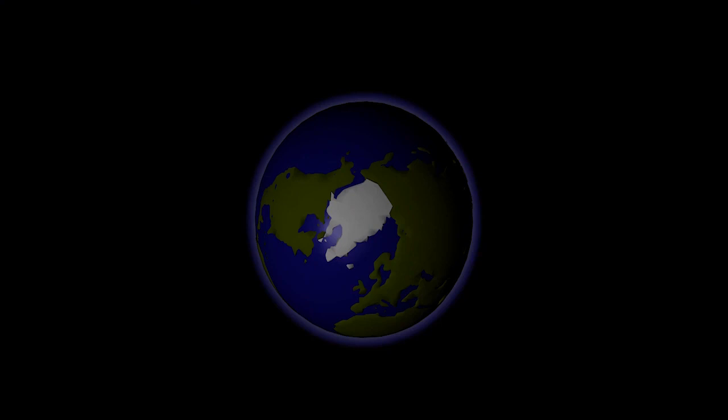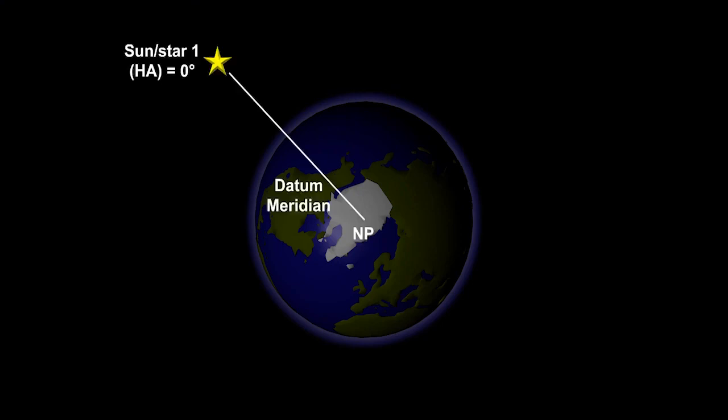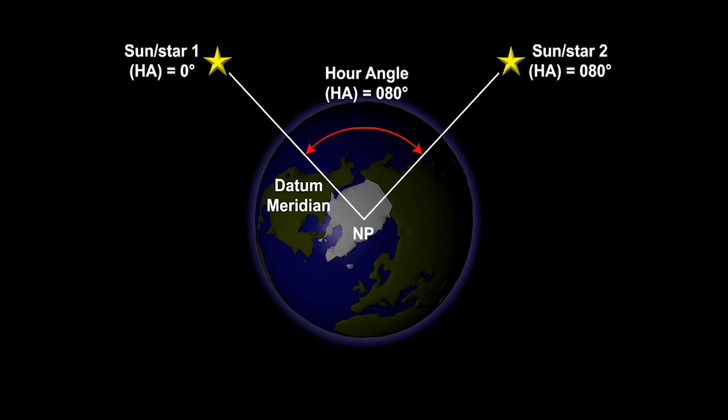Let's look down on the Earth from above the North Pole. We choose a datum meridian. As the sun or star transits the datum meridian, the hour angle is 0. In this example, another celestial body is 80 degrees west of the datum, so its hour angle is 080.